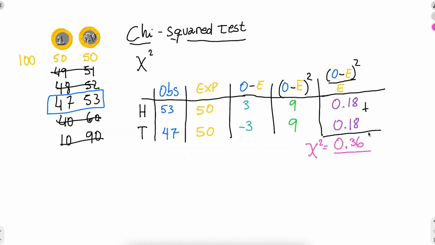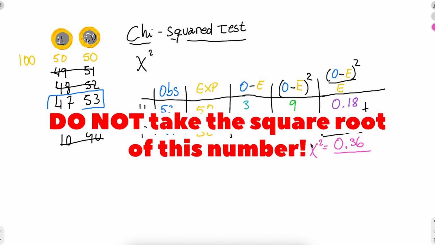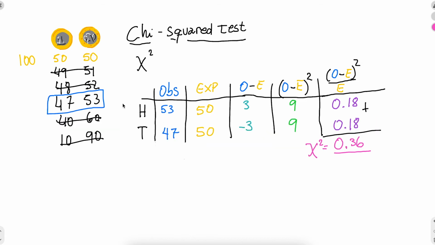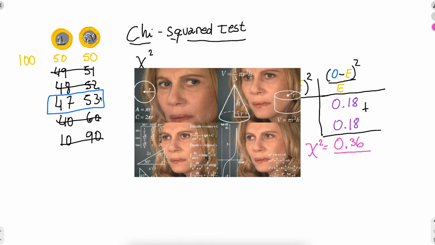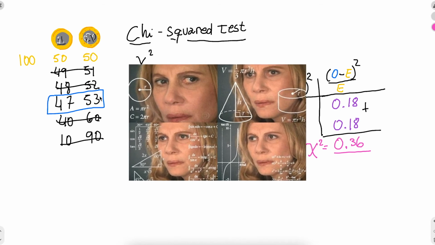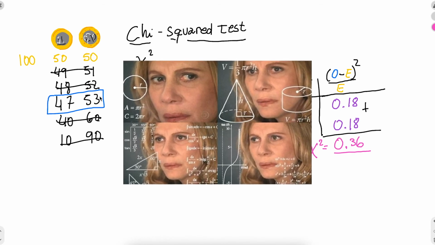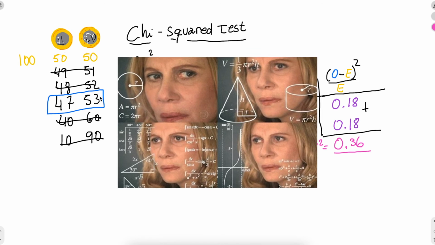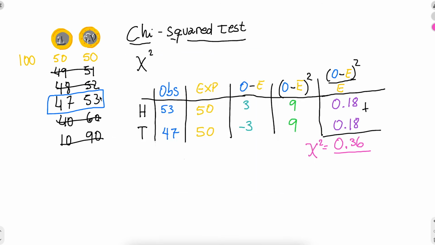This is it. This is the number you are looking for. The name of the statistic is chi-squared, and the value in this case is 0.36. So you look at me and say, well, what does that even mean? Like 0.36, does that mean the coin isn't fair, or is it just random? Well, you have to look at the chi-square table.